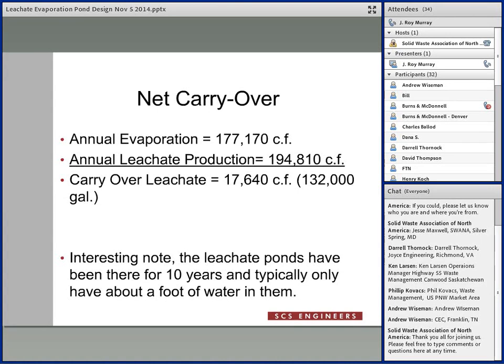I will note that these leachate ponds have been working out at this site for about 10 years, and typically they only have a foot to 6 inches of water in them. And they've had a couple of tropical storms and hurricanes come through the area, and there have been times when they were 3/4 or more full, but they've been able to, just through time and wind and weather, continue to dry up. And I think right now there may be a half foot of water in both those ponds.